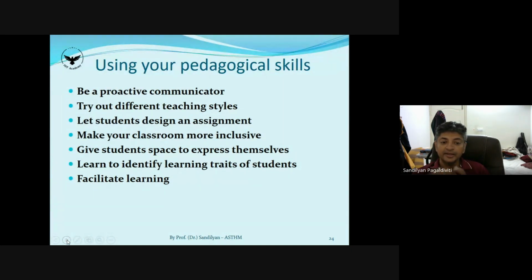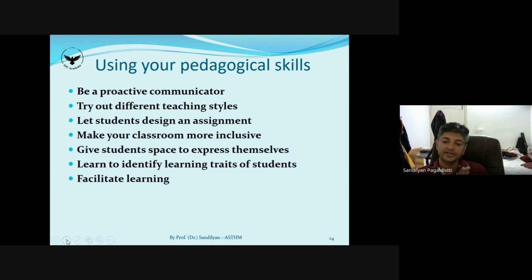Learn to identify the learning traits. I have already given this, so you see what kind of students form the majority of your class. Are there audio learners? Are there visual learners? Are there kinesthetic learners? Try to mix a variety of learning styles in your teaching methodology.